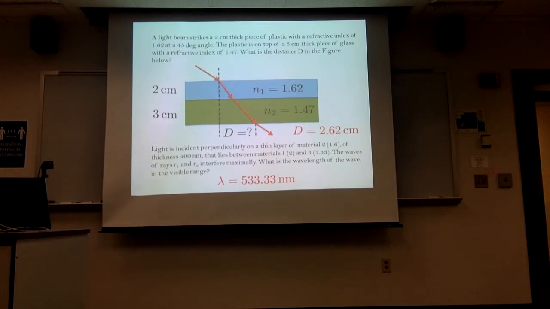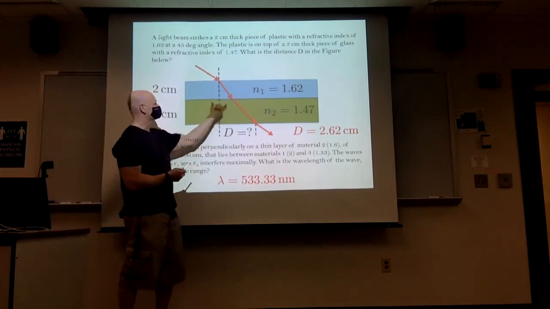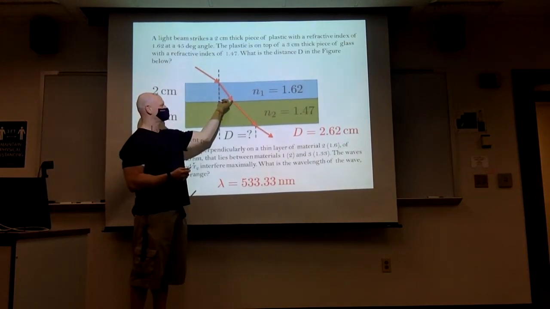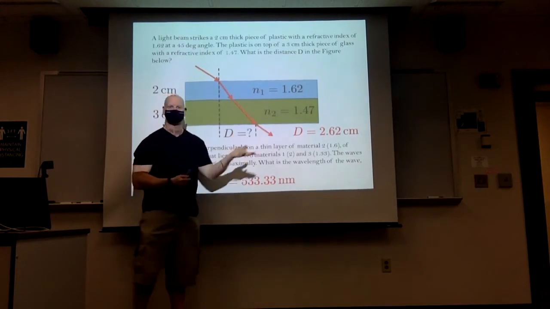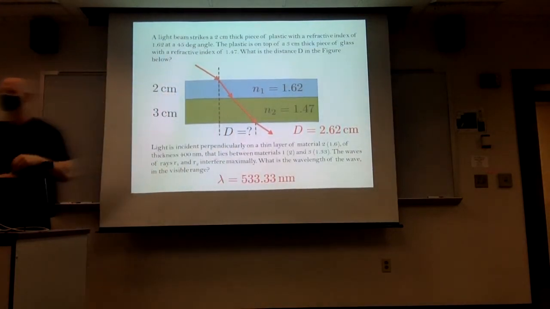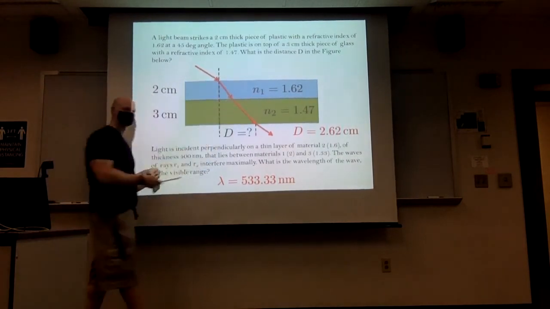Here, all we're going to do is apply Snell's law twice, and then from Snell's law do some geometry, and from the geometry determine this distance here. The easiest thing to do is find this distance here, call that D1, find this distance here, call that D2, and add the two distances together for the total distance. We're going to use Snell's law here and Snell's law here.